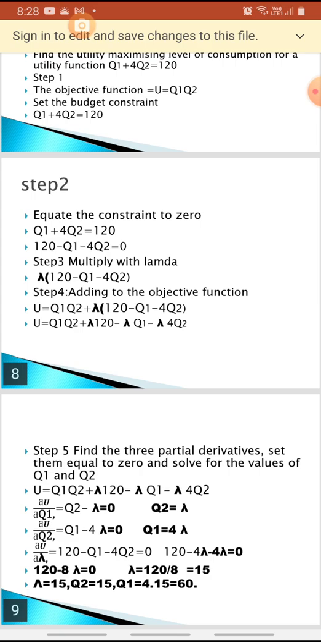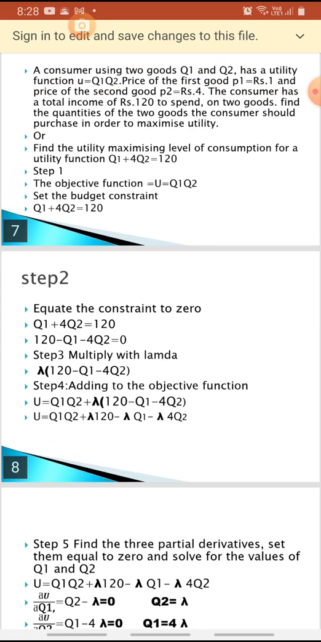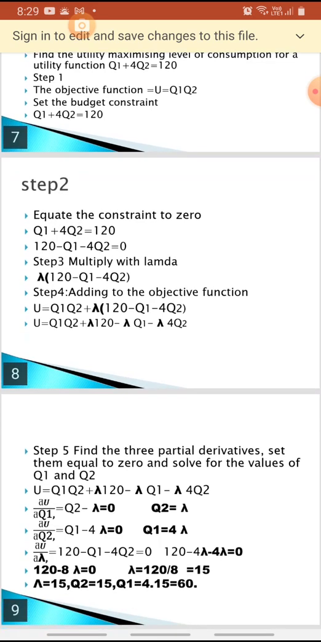So we got the values for Q1, Q2 and lambda. Lambda the value is 15, Q2 the value is 15, Q1 the value is 60. So the answer for equilibrium level of output is 15, and the total utility is 900.